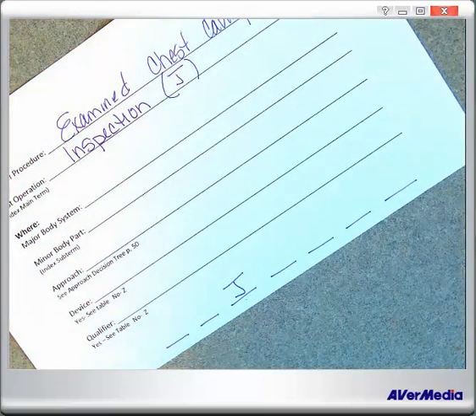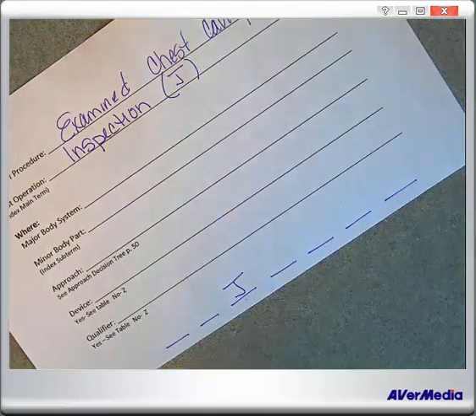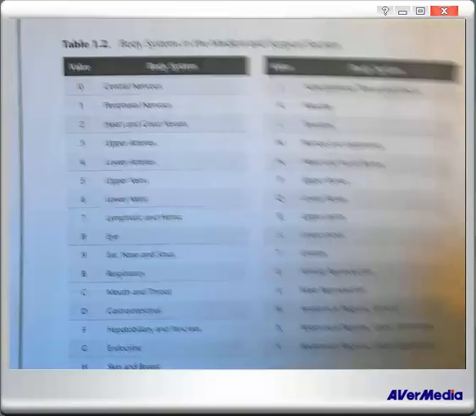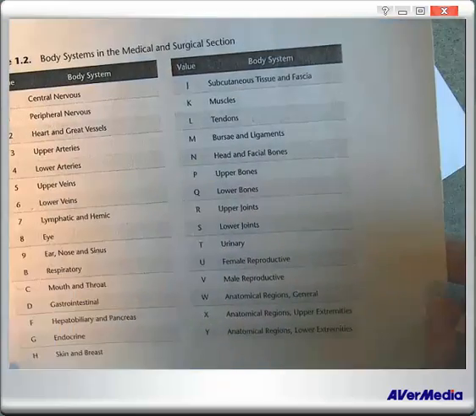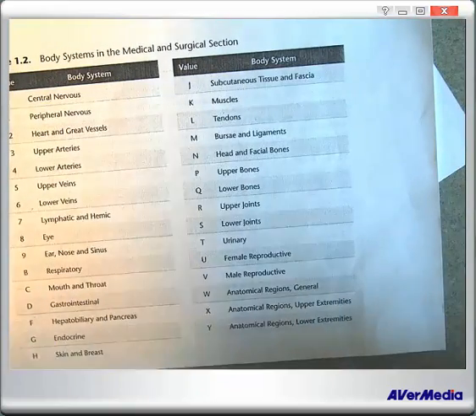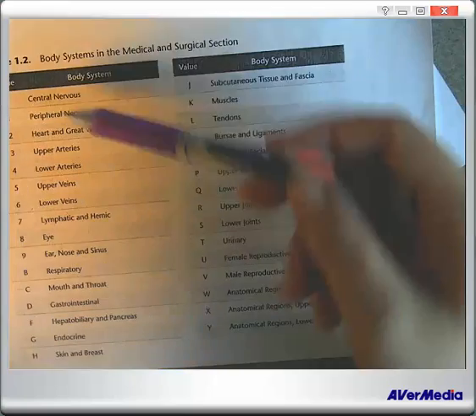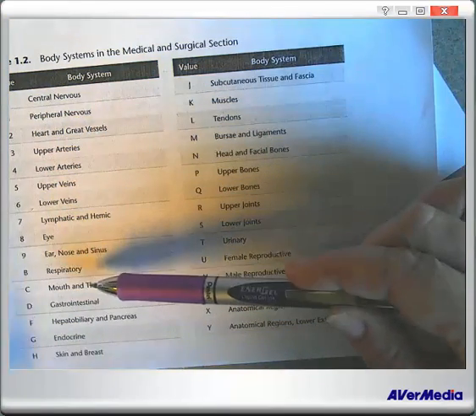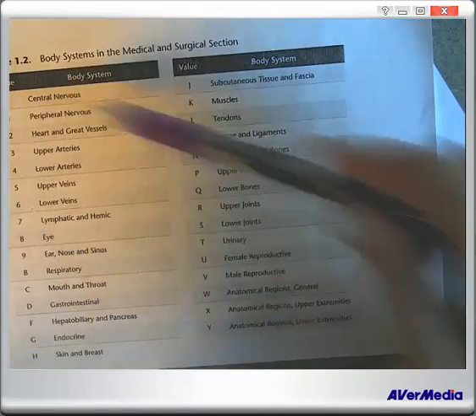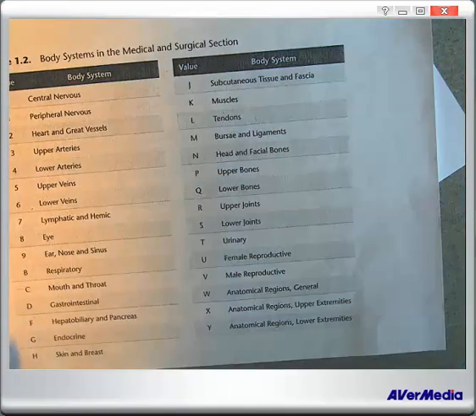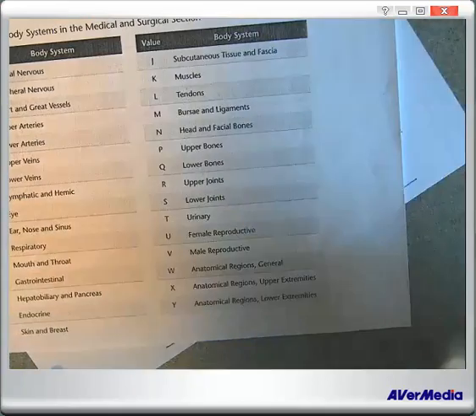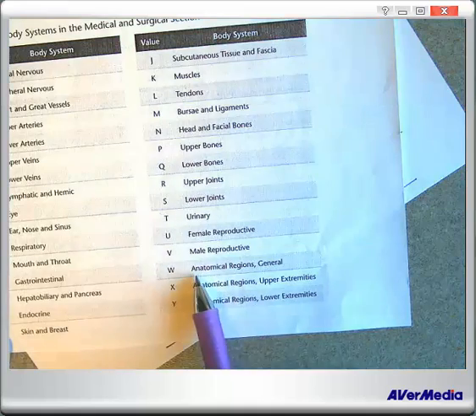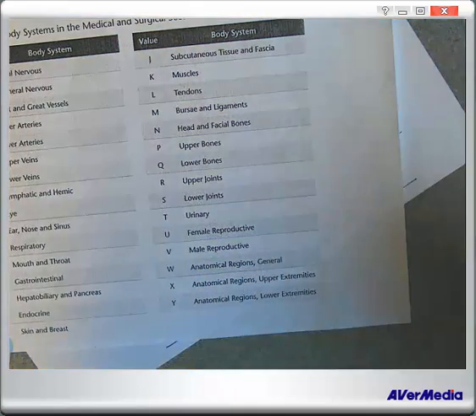So now our major body system is going to be, let's get out our little handy dandy body systems. Our major body system, we really don't have one that's very specific because we didn't do anything but open the chest and look inside. And we don't have a major body system that just says chest or chest cavity. So we know it was the mediastinum. We don't have anything that the mediastinum fits into except for anatomical regions general, which is what that is.